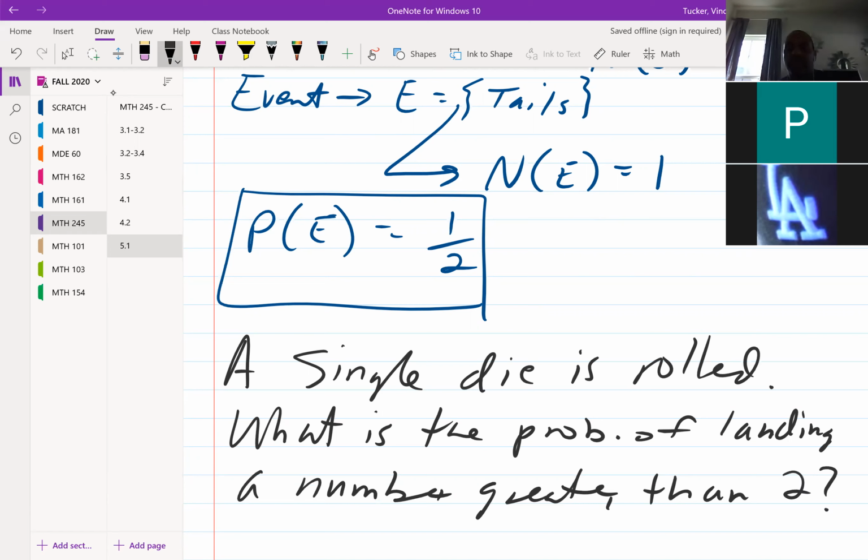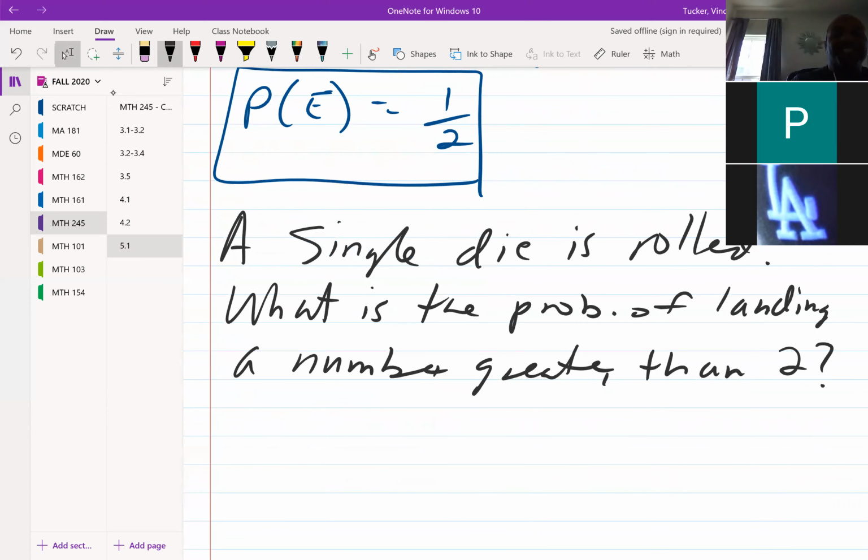All right, so we have a single die that is rolled. What is the probability of landing a number greater than 2? 4. All right, let's see if she is on point. It's 1 over 4.